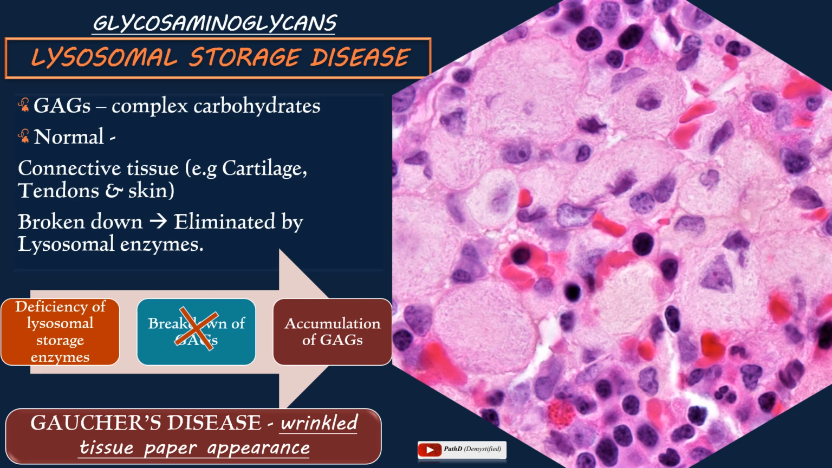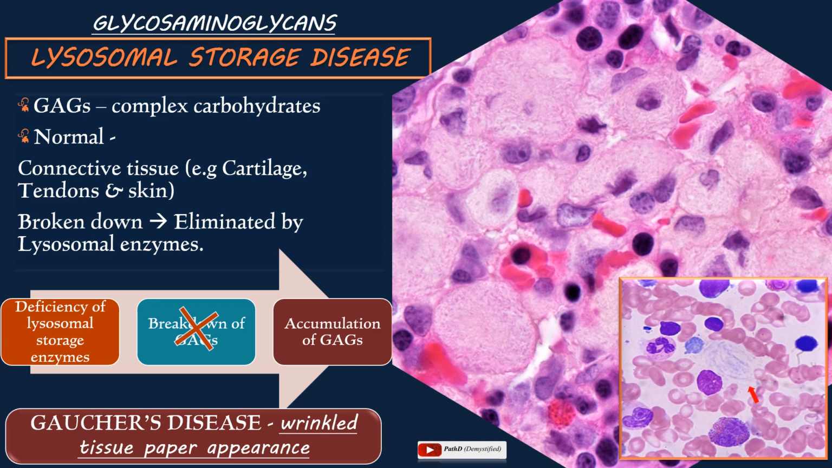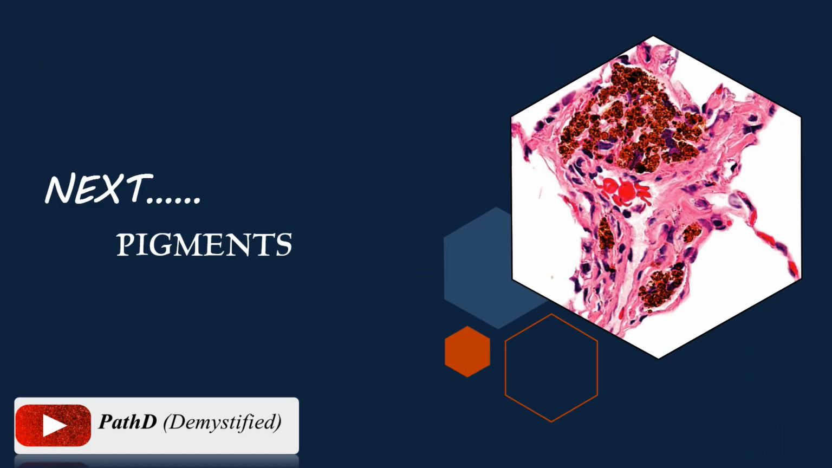And a very classical example of one such lysosomal disease is Gaucher's disease, in which you see a large cell, which we also call a Gaucher's cell, and it has some pinkish eosinophilic material accumulated within it. And you see, this is giving an appearance of a wrinkled or crumpled tissue paper, and therefore these Gaucher cells we classically call a wrinkled tissue paper appearance on routine microscopy. So this was all about accumulation of carbohydrates and proteins.